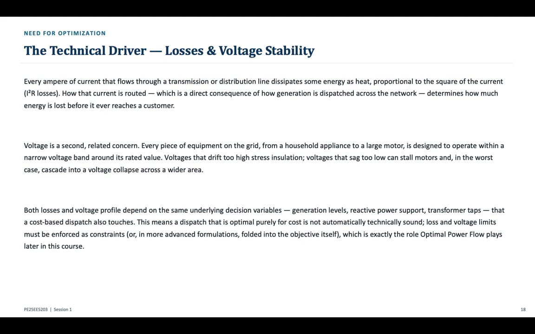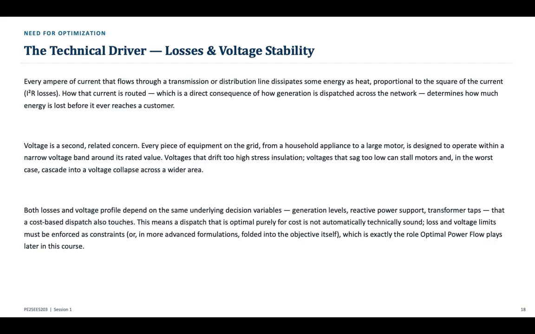The technical driver. Every ampere of current that flows through a transmission or a distribution line dissipates some energy as heat. You know what the losses are, right? The current is converted into heat that is proportional to the square of the current, that is I squared, and we call it I squared R losses. And that current routing is a direct consequence of how generation is dispatched across the network, and it determines how much energy is lost before it ever reaches a customer.